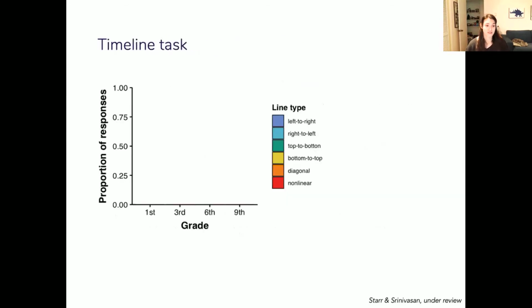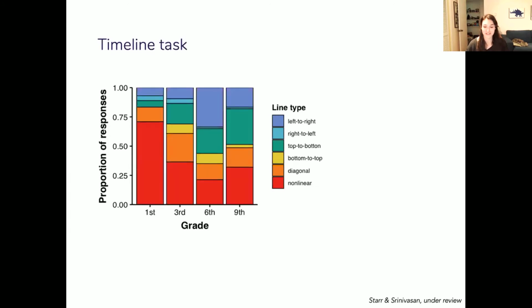Moving into the data, I'm going to show you here a stacked bar plot with the proportion of different types of lines that children created in the timeline task. So we have 1st, 3rd, 6th, and 9th grade along the x-axis, and then the different line types are in different colors. And there's a lot of line types, so there's a lot of colors. So this is what children's distribution of lines looked like.